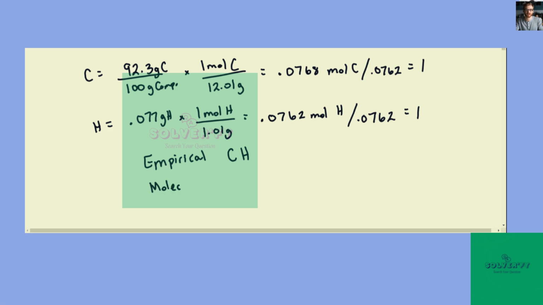To find the molecular formula, we're going to take the molar mass of the compound, which they told us was 104, and I'm going to divide that by the molar mass of the CH. This is 13.01. So I'm going to divide this here. Based on their rounding, you could probably just divide it by 13. This is going to give you 8, which means I have 8 empirical formulas in this molecular formula. So the molecular formula has to be C8H8.